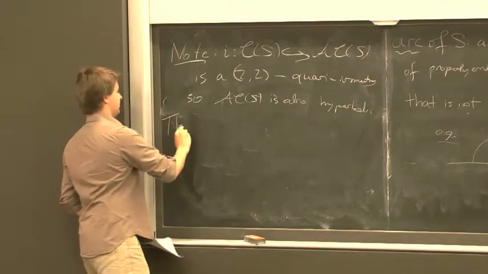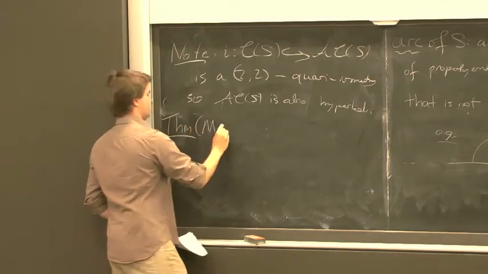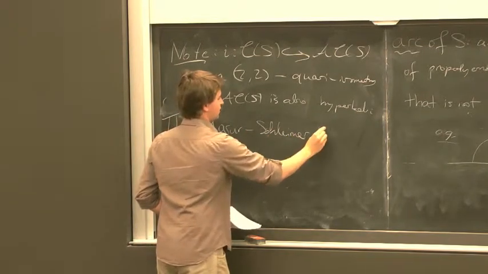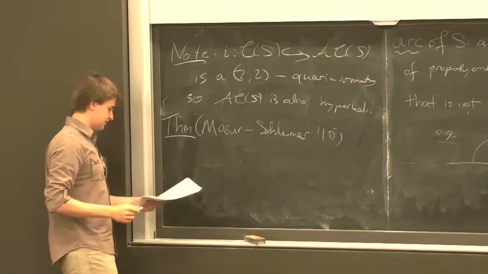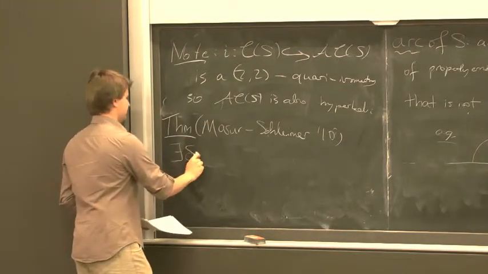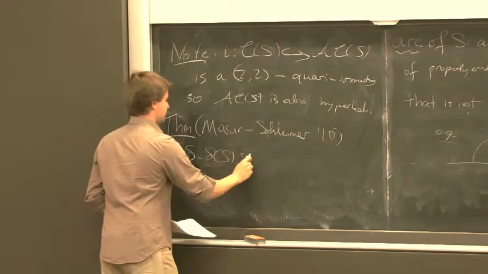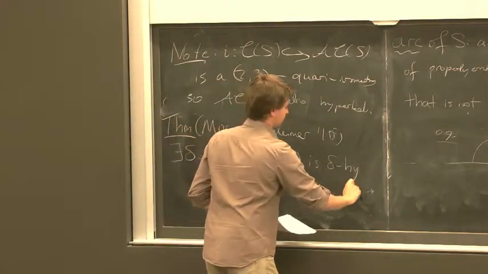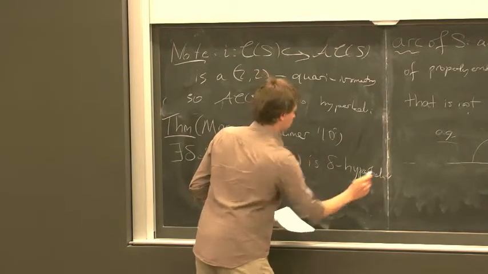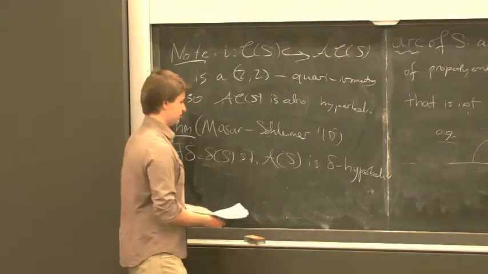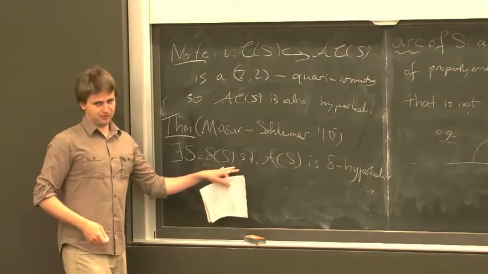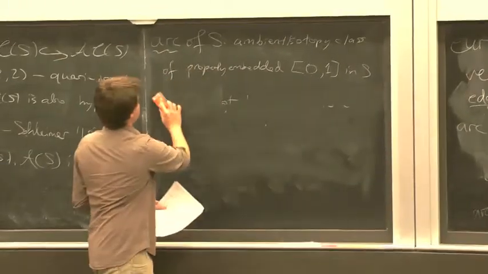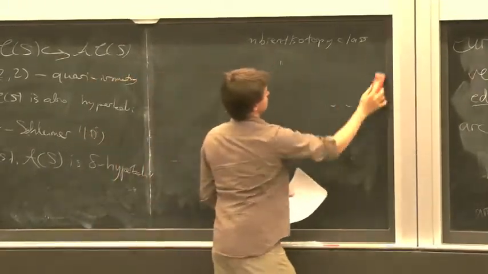Next theorem I'm going to discuss today is due to Masur and Schleimer. I think the first draft of this was in 2010. They say that there's some delta that depends on S, such that the arc graph is delta hyperbolic. They also prove many other graphs are hyperbolic, such as the disk graph for a closed surface.